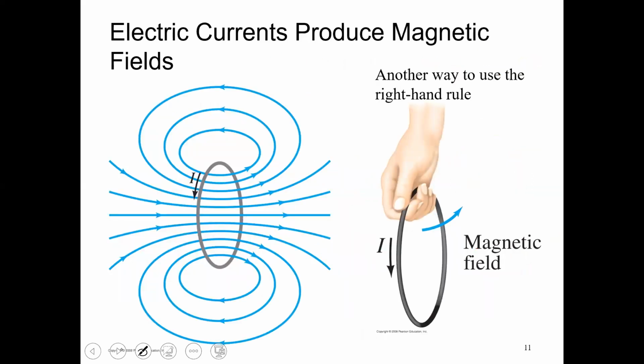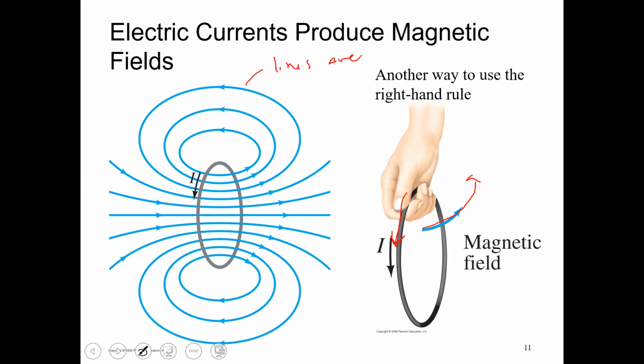Okay, so that was for a straight wire. What about for a loop of wire? So this is a loop of wire or a coil of wire or a circular current, right? You can also use the right-hand rule in this way. So see, your thumb is still pointed in the direction of current, and your fingers are curling in the direction of that magnetic field.